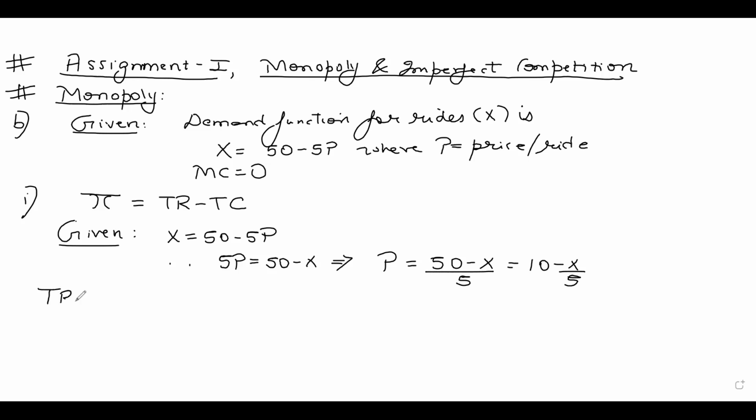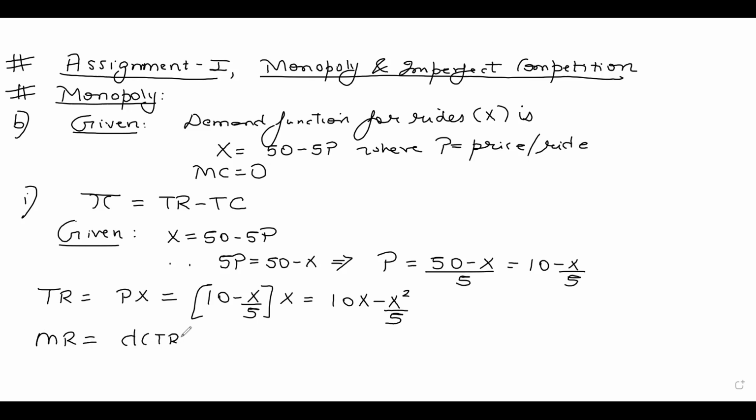My total revenue will be equal to price into the number of rides. P is nothing but 10 minus x by 5, into x. This is equal to 10x minus x square by 5. This is my total revenue. And the total cost is 0. So at the profit maximizing level, what should happen? Marginal revenue of the monopoly should exactly be equal to the marginal cost. So I can quickly calculate the marginal revenue first.